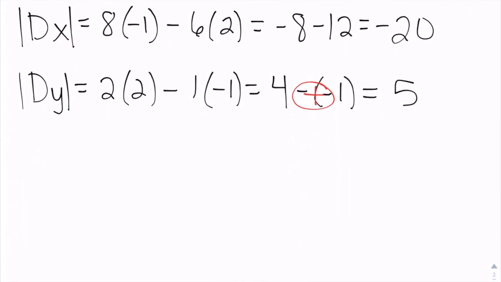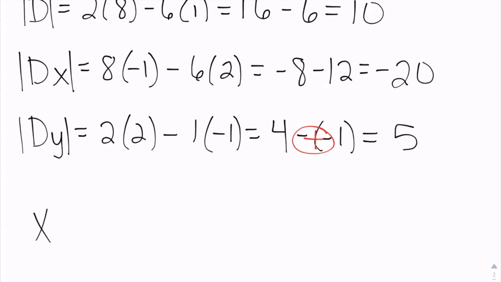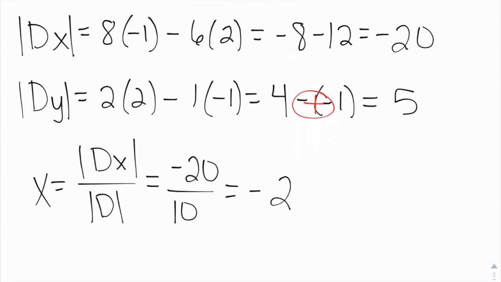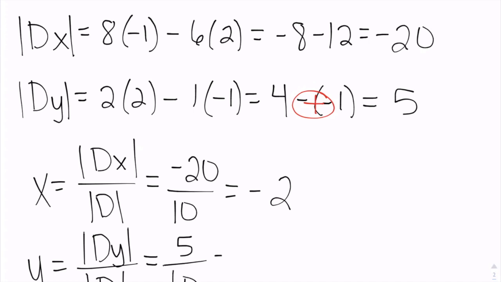Now we solve for x and y. So x is equal to the determinant of D sub x over the determinant of D, which would be -20 over 10, which would be -2. And then y is the determinant of D sub y over the determinant of D. So that's going to be 5 over 10, which is 1/2. And so our final answer we can write as a coordinate pair, -2, 1/2.